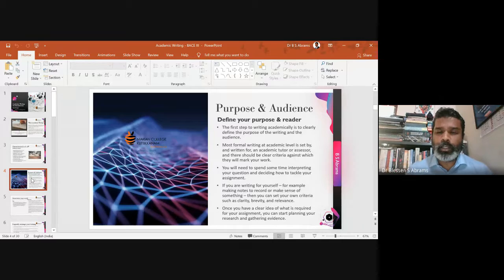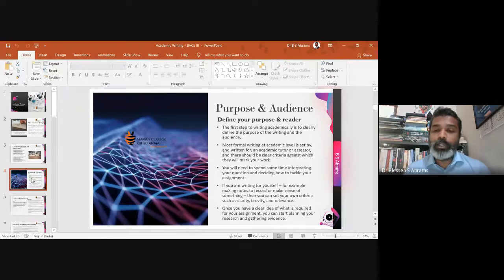So most formal writing at academic level is set by and written for an academic tutor. You have an assessor, you have an instructor. So there will be a defined set of criteria against which they will mark your work. Without that, if cohesion is not there, if coherence is not there, if the structure is not proper, if it is not organized well, if the paraphrase is not done properly, if the rephrasing is not done properly, if your opinion is not properly incorporated in the concluding part, your mark will go down. So there are certain criteria by which academic writing is judged.